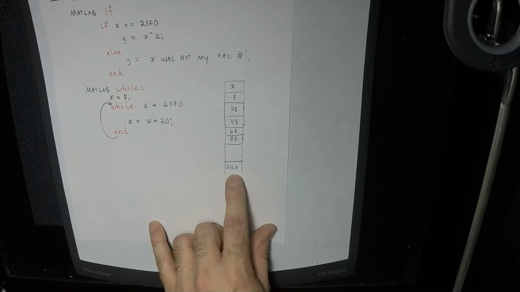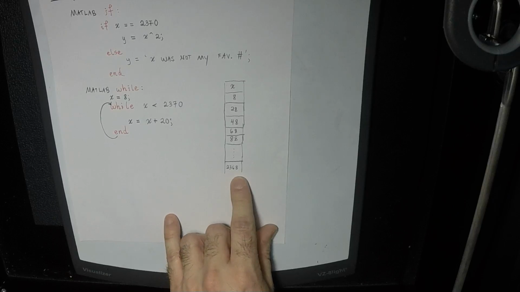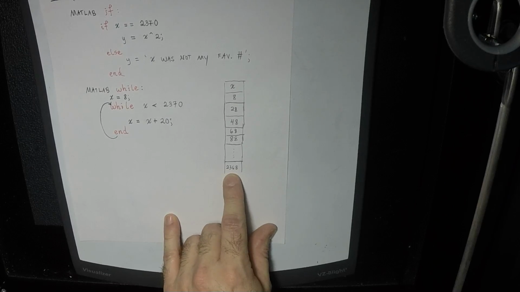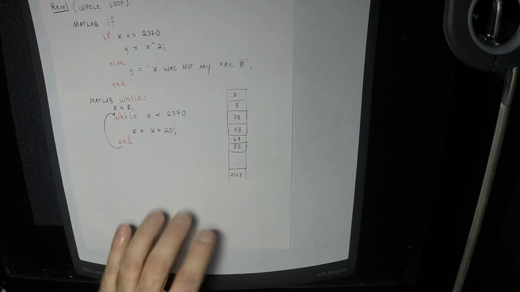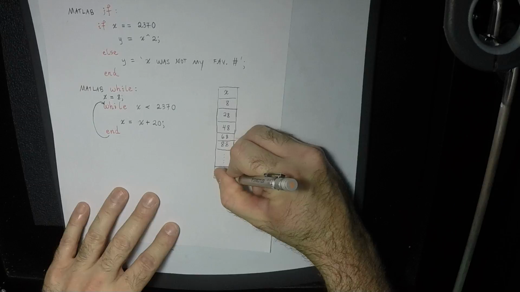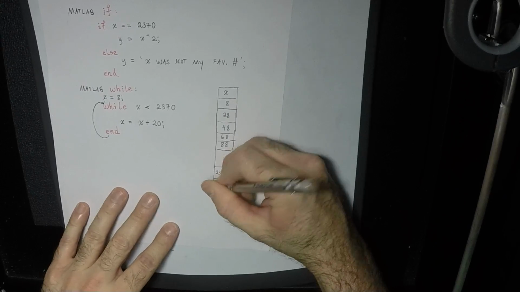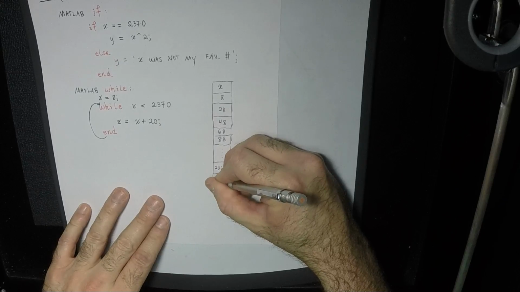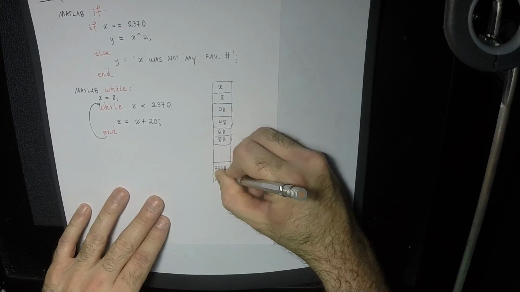Right, so it'll come to pass that this is true because 2360 is divisible by 20, right? And then we have the 8 there. So it'll come to pass that this is true. Will you enter the loop? Yeah, because 2368 is in fact less than 2370. So then the body of the while loop will be executed, and then the value of x will be updated to 2388.